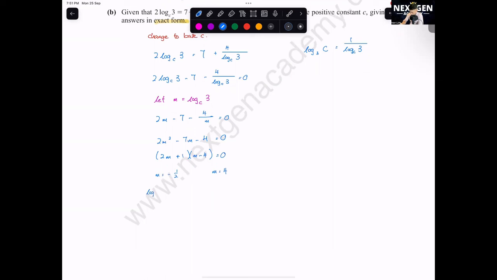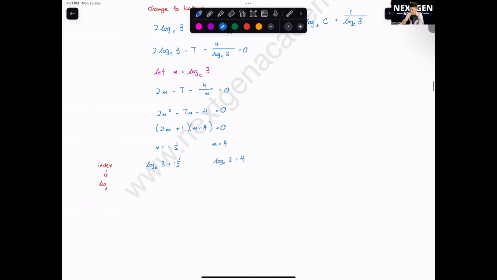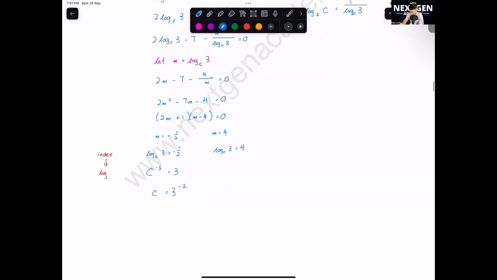Then you change it back. Log c3 equals to negative 1 over 2. Log c3 equals to 4. Let's solve for negative 1 over 2 first. I'm going to change this one from log form to index form. So here, you'll get c power negative 1 over 2 is equals to 3. Here will be 3 power negative 2, which you'll get c is equals to 1 over 9. Next one. This one also, log c3 equals to 4. So c power 4 is equals to 3. c is equals to 3 power 1 over 4. Don't write it in any other forms. We need to present it in the form like this.